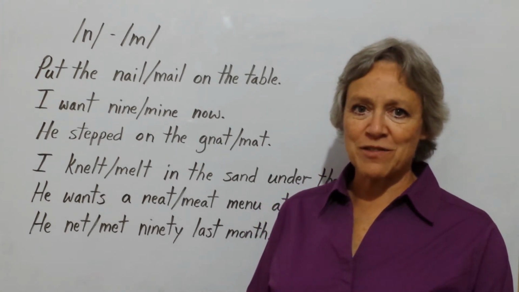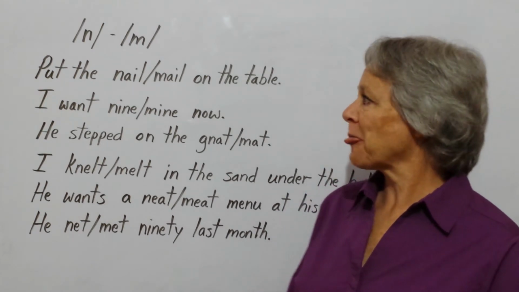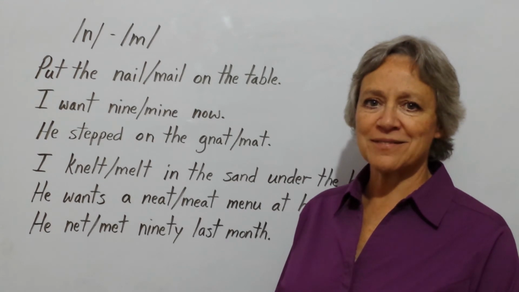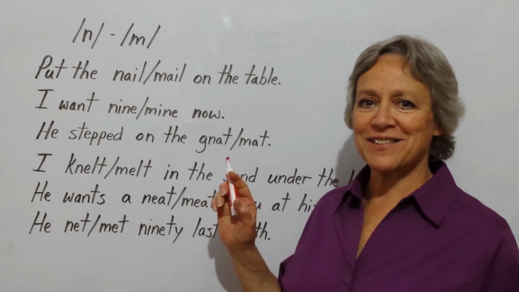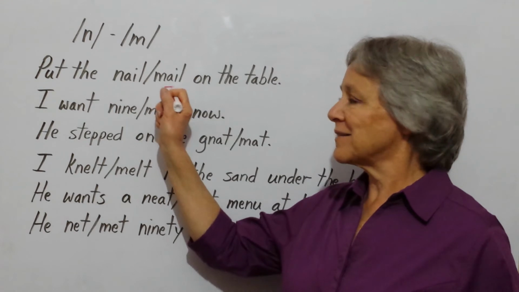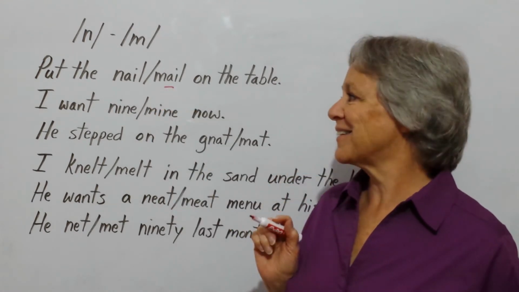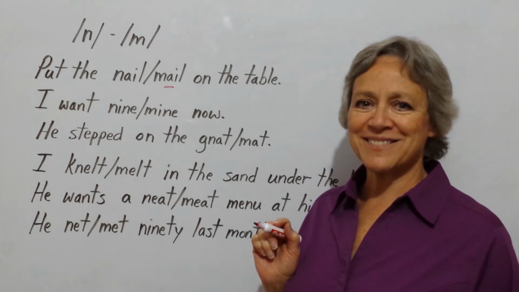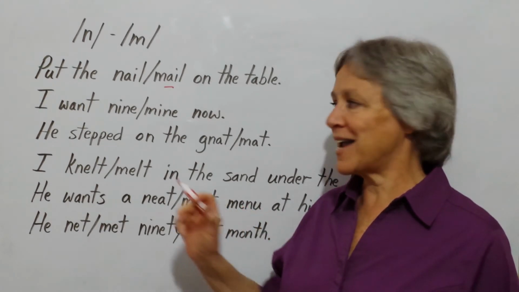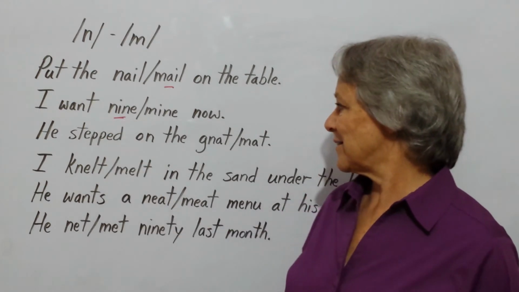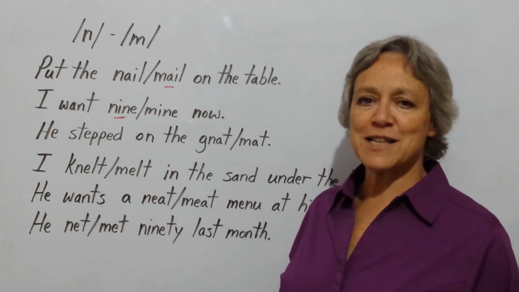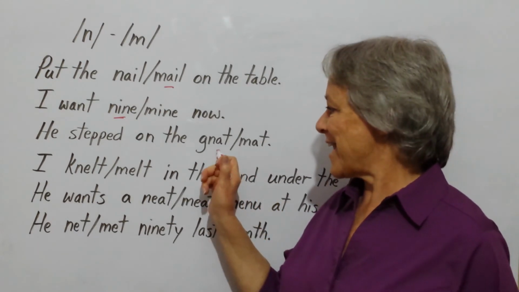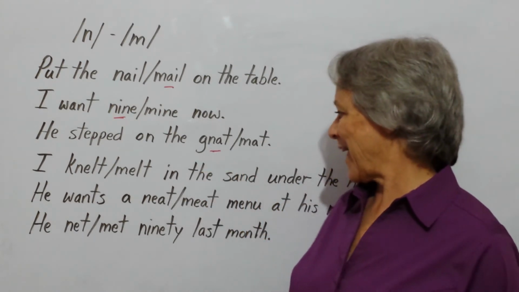So let me read these sentences. Please decide which word of the pair I say. Okay? Put the mail on the table. All right, which one? Mail. Did you see my lips close? Okay. I want nine now. Which one? Nine. Okay. He stepped on the gnat. Which one? Gnat. Okay.